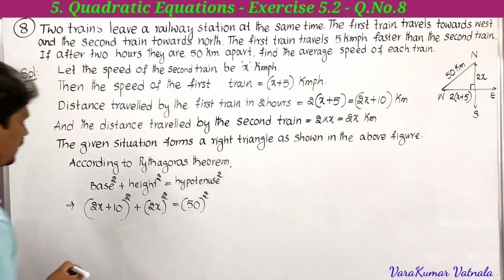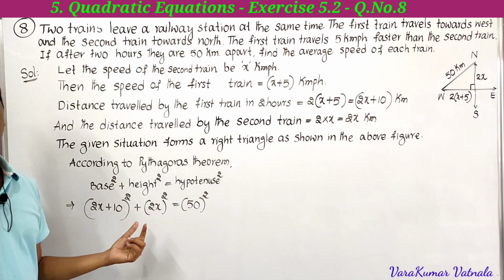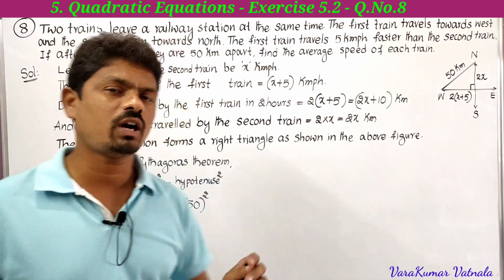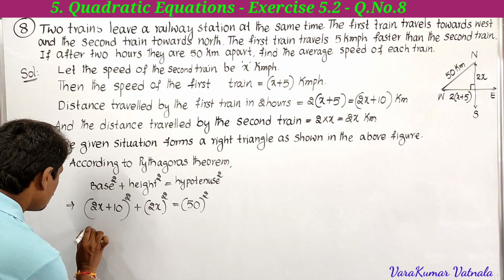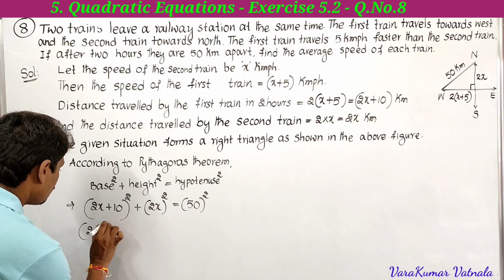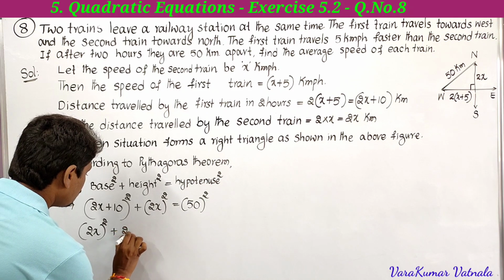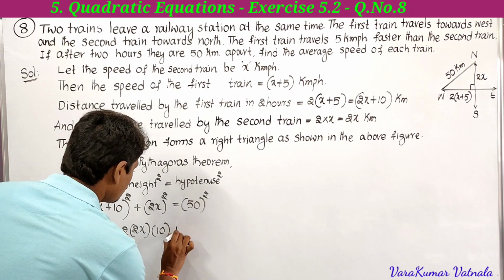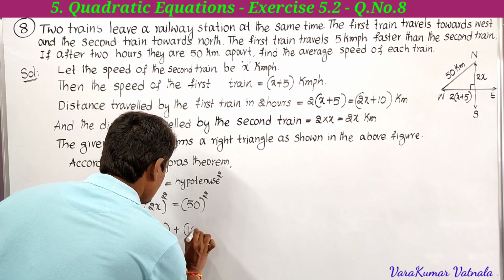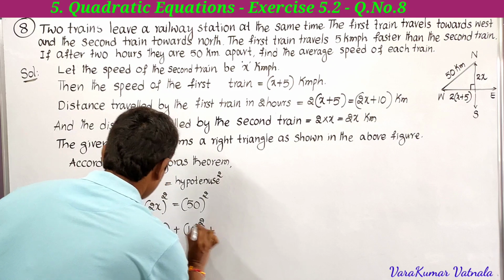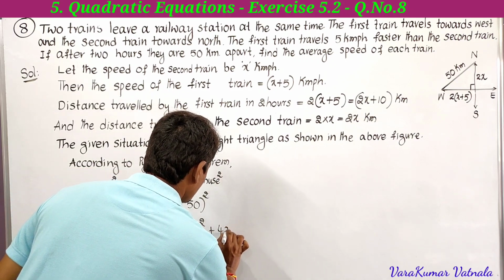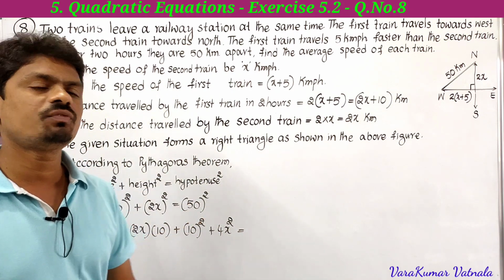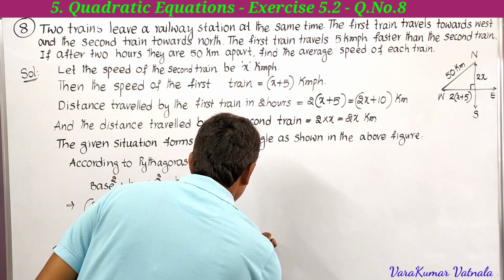Now we have to simplify. It is in the form a plus b whole square. A plus b whole square is equal to a square plus 2ab plus b square. So here a square is 2x whole square, plus 2ab, that is 2 into 2x into 10, plus b square, which is 10 whole square. Here 2x whole square is 4x square. In the same way, 50 whole square is 50 into 50, which gives 2500.